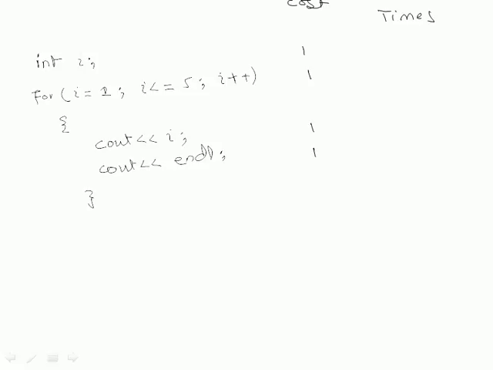And in the times column, because the first statement will be executed only one time, this is not part of the loop, so it will be executed only one time. Variable I will be declared only once within the execution of this program.